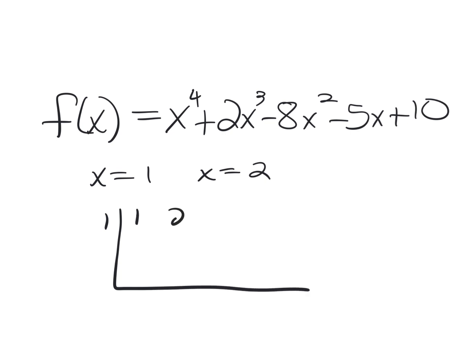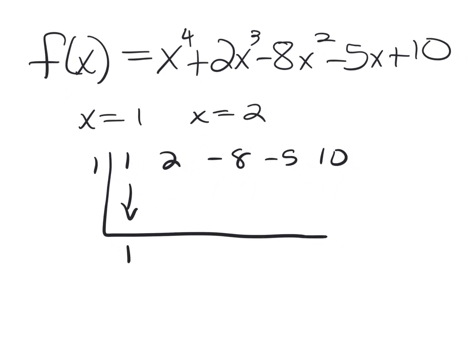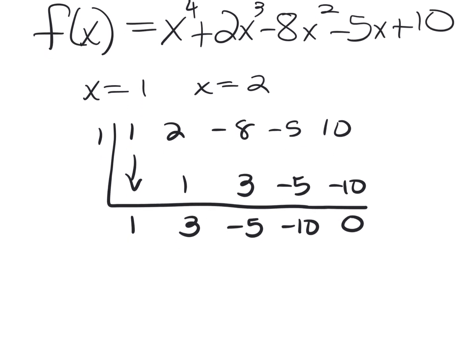Put in all the coefficients. And now I'm going to start my division. I bring down, I multiply, I add the column, I multiply, I add the column, multiply, add the column, multiply. Now, I already knew I was going to get a remainder of 0 because I knew it was a 0 from my calculator. Now I have to put the variables back in.